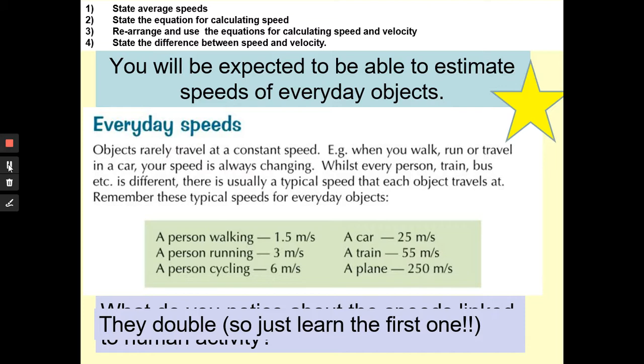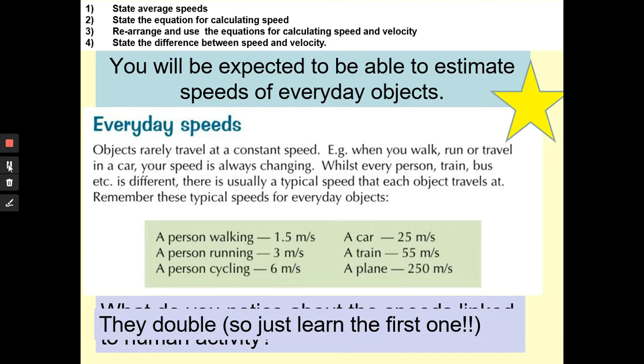So whilst you were trying to memorize them, did you notice that the human activities just double each time? So you only have to learn the first one. If you can learn that an average walking speed is 1.5 meters per second, you just have to double that for running speed and then double that again for cycling speed.